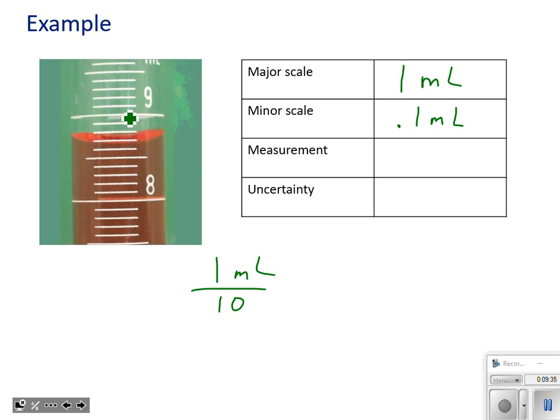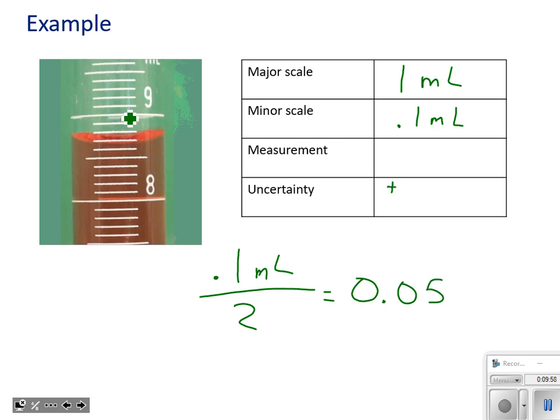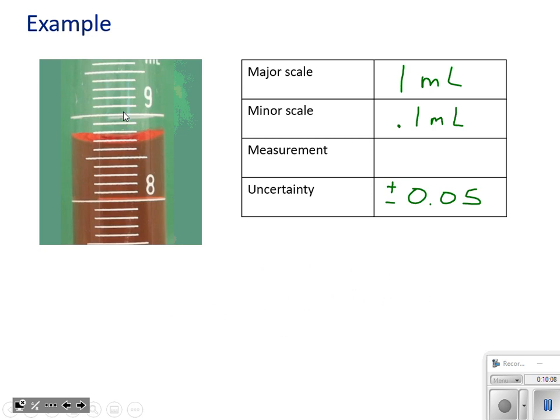So as I'm reading this scale, it's going to be somewhat similar to the ruler I just read there. Okay? Now, once again, my uncertainty. Uncertainty, if you remember, I take the minor scale, which was 0.1 milliliter, and I divide that by 2. So that's going to also give me a 0.05 for my uncertainty. So here we go, plus or minus 0.05.